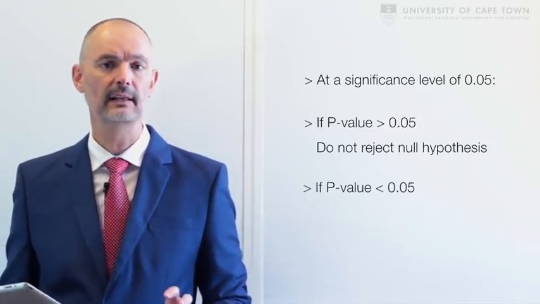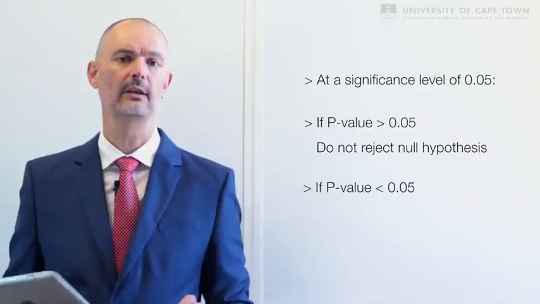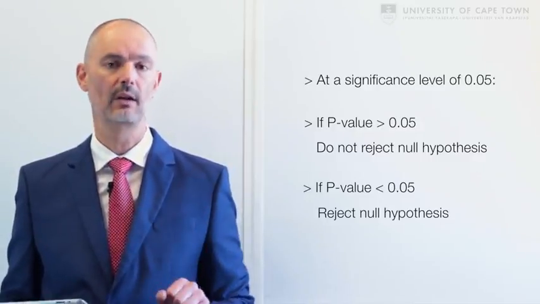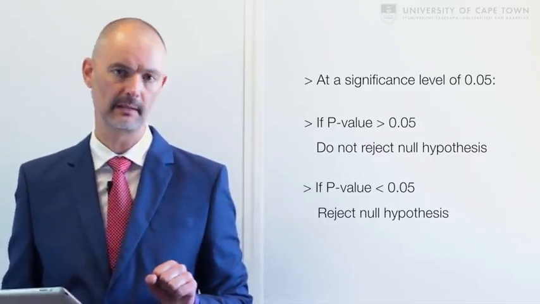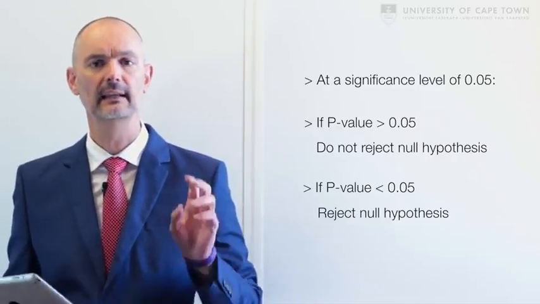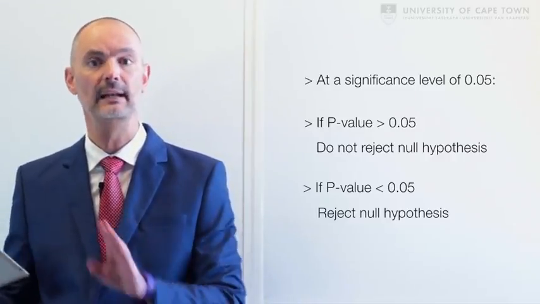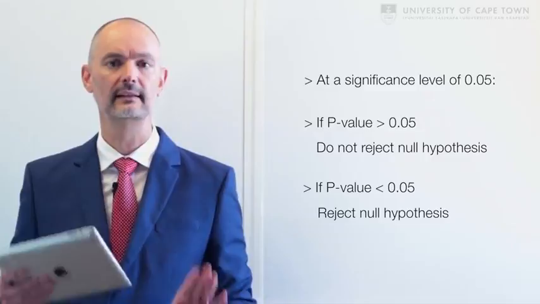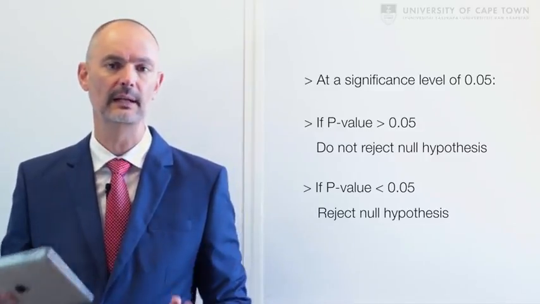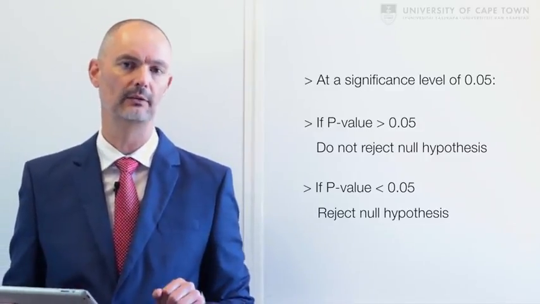If you find a p-value that's less than your level of significance, say less than 0.05, then you reject that null hypothesis and you accept the alternate hypothesis. Yes, drug A is statistically significantly better than placebo. Yes, there's a statistically significant difference between the means for patients in group A and group B.